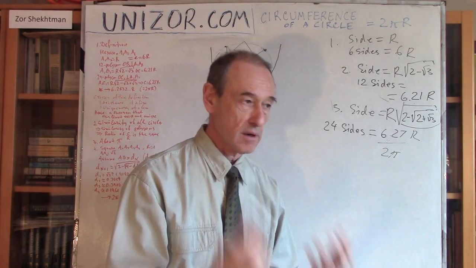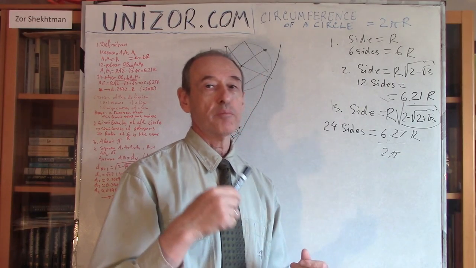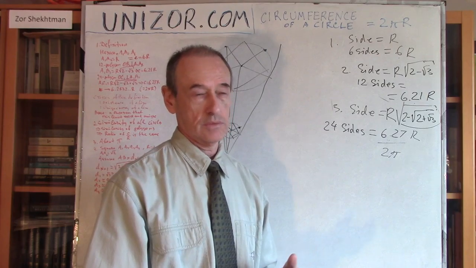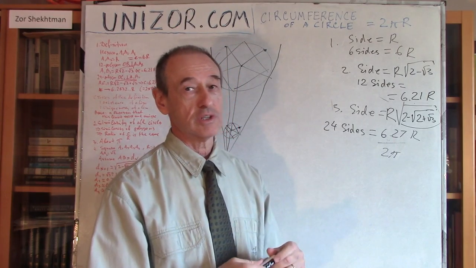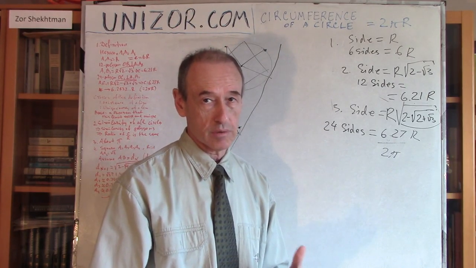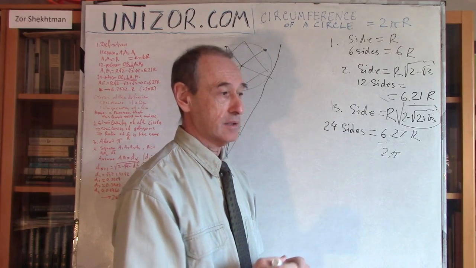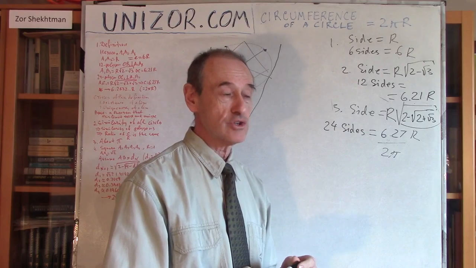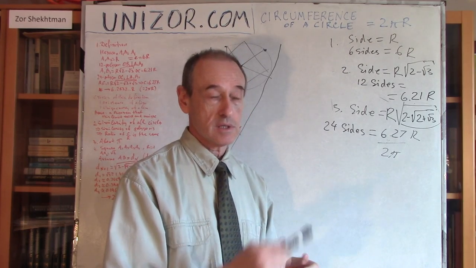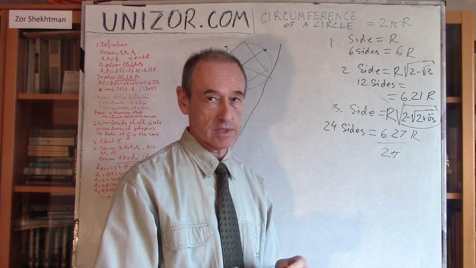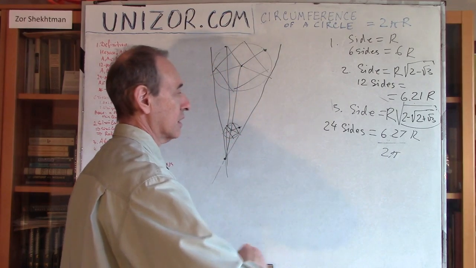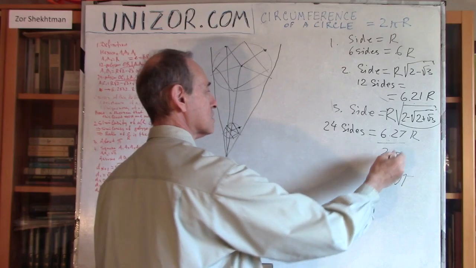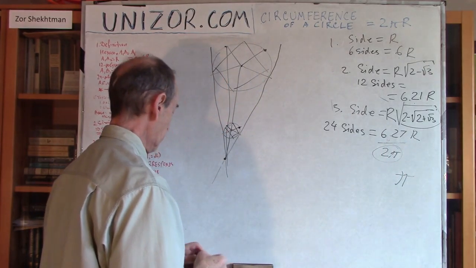So circumference is always proportional to a radius by the same number. Or if you wish, it's proportional to the diameter, which is double the radius, by the same number. And historically it happened that the relationship between the circumference and the diameter of the circle is signified by the letter pi. So for a radius, it would be 2 pi.